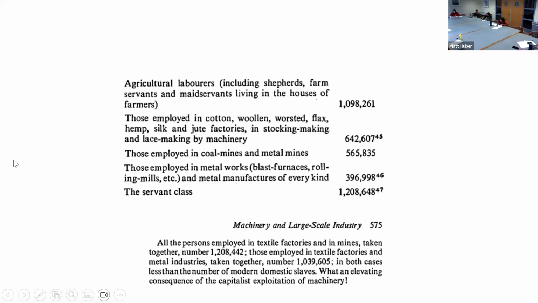And he says, what an elevating consequence of the capitalist exploitation of machinery. And it's really interesting to think about how even in this era of the so-called industrial revolution, where all Marx wants to talk about are these factories and the industrial proletariat, the so-called service economy, or the servant class, is a much bigger proportion of the workforce.